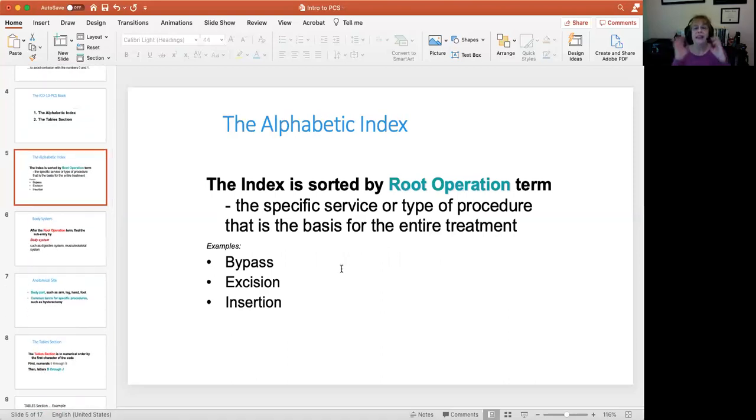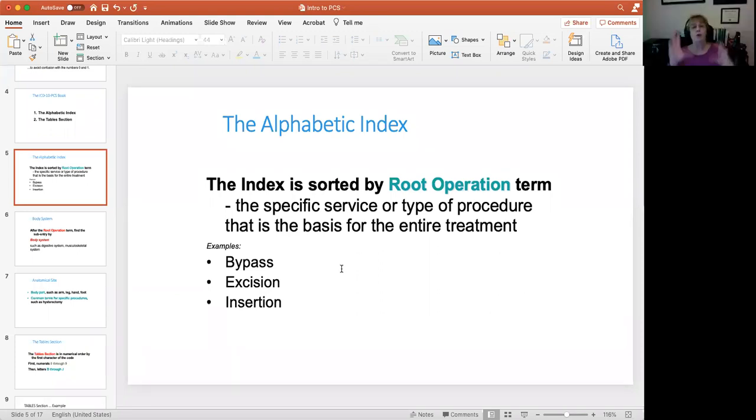Okay. So the index is sorted by root operation term. Now, this is one of the many little speed bumps getting into PCS: the language it uses is slightly different than the language used in CPT. But that's okay, because you are intelligent people, and everything is right in this book. You don't have to memorize anything. Isn't that great?